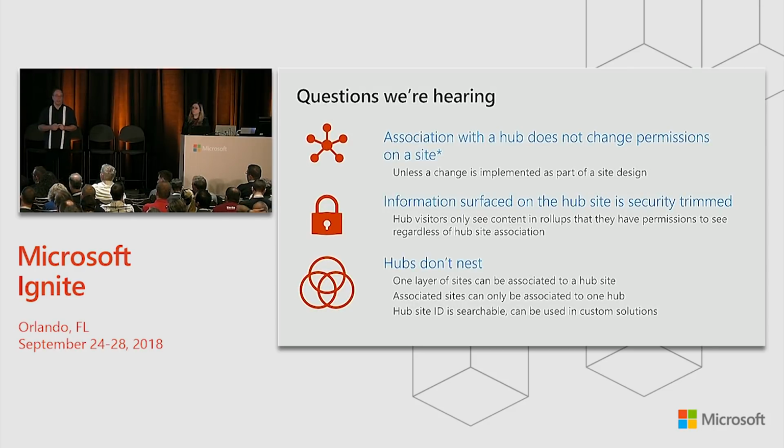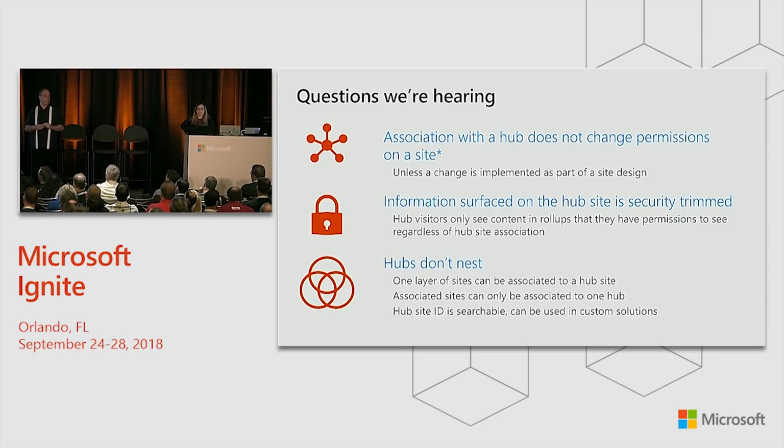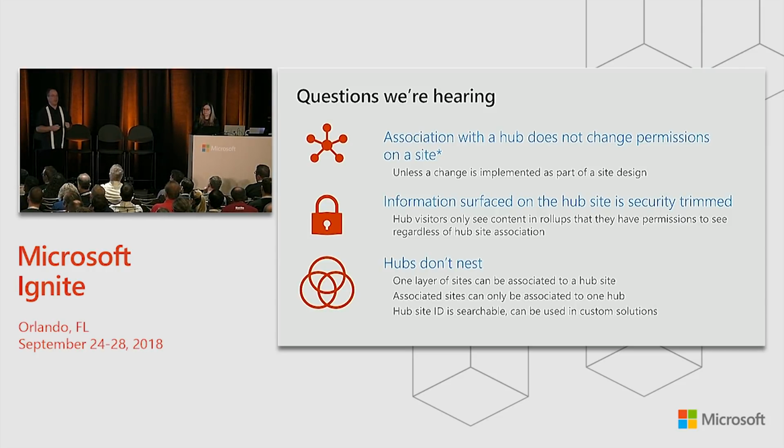So questions we're hearing, and I thought maybe some of you are hearing them too, so let's talk about them. So first of all, association on your hub sites does not change permissions. A lot of people say, hey, if I associate to that hub, is all my secret content going to float up? And the answer is no, with an asterisk, as you can see in the slide. It is possible that, especially in the new site design structure, you can actually change the permissions now. For example, you can automatically, as part of the site design, add an owner to the associated site on attach. But nothing inherently about the site association process will change permissions.